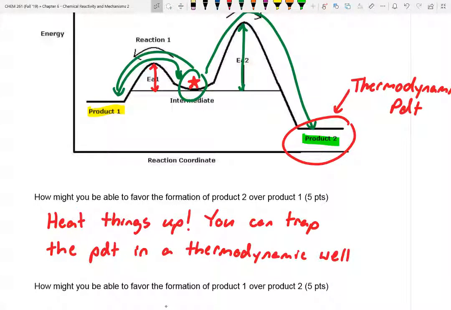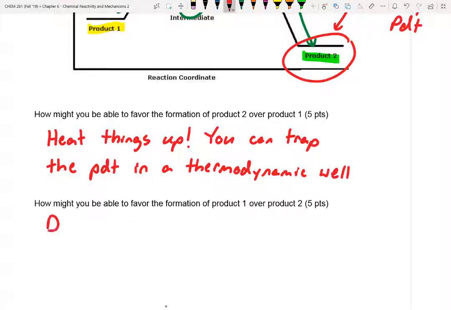All right, now my second question was, how do you favor the formation of product 1 over product 2? Don't get it as hot, right? That would be the other option. So let's put this down. So don't get things as hot.